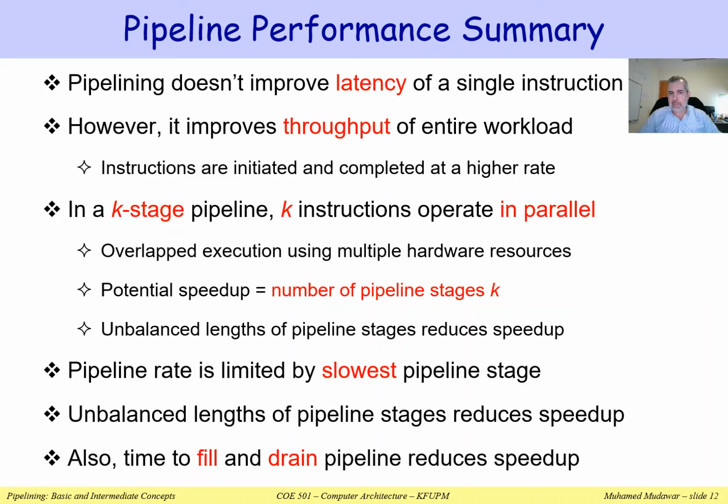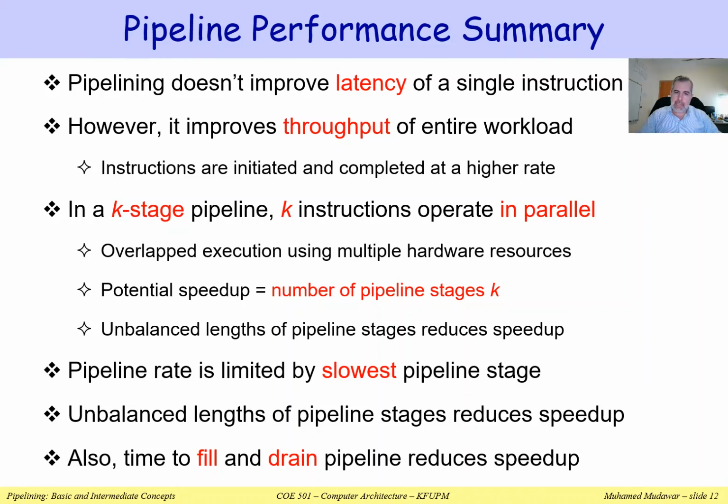If you have a k-stage pipeline and you fetch one instruction every cycle, you can have k instructions in the pipeline at the same time, in parallel. We are using multiple hardware resources, which are the k stages, in parallel. And the potential speed up is the number of pipeline stages, which is k. However, we might not really achieve k, as we have seen in the last slide. We have achieved a speed up which is not 5x. We have achieved only 4.43x, as we have seen in the last example.